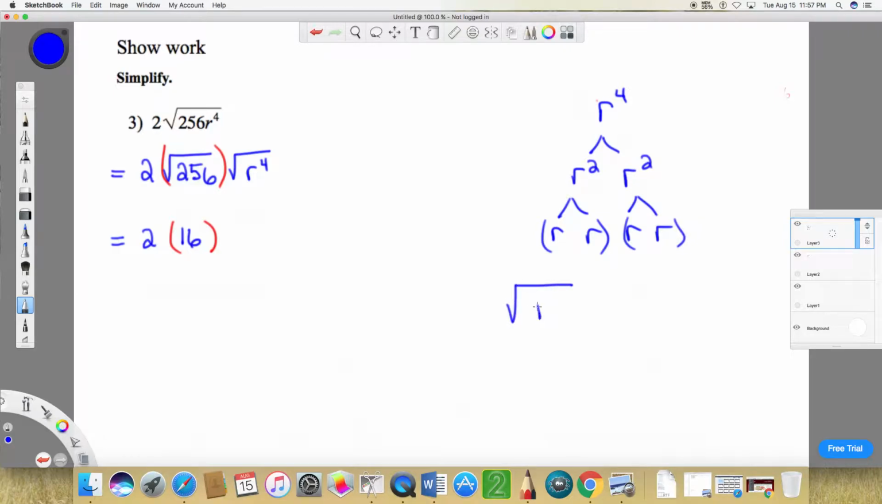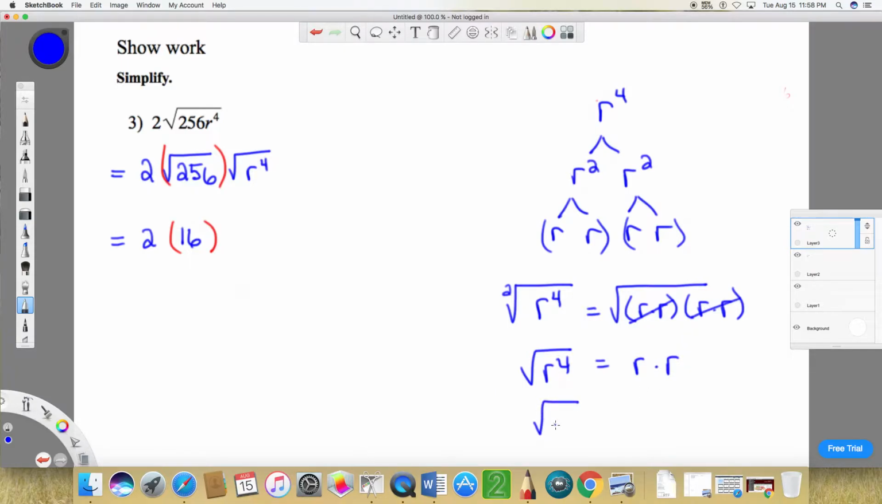So when you're taking the square root of r to the 4th power, I don't ever break it down like this, because I just take this exponent and divide it by the index. 4 divided by 2, that's 2. But if we do write it out, just for illustrative purposes, when you have a pair like this, an r comes out, and when you have a pair like this, an r comes out. So the square root of r to the 4th power is r squared. But like I say, the fast and easy way to recognize that is 4 divided by 2 is 2.